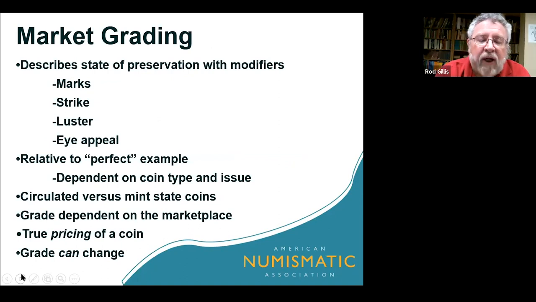Market grading, and this will start helping with that last question. Especially when we're looking at mint state coins, what we're looking at are four things: marks, strike, luster, and eye appeal. And again, I keep going to Bill Fiva, but he said something that was very profound for me. He said, marks, strike, and luster equal eye appeal. And you know, he's right. We're going to take a look at each of these in just a moment. But these are the four variables, marks, strike, luster, and eye appeal, that are used for market grading, okay?